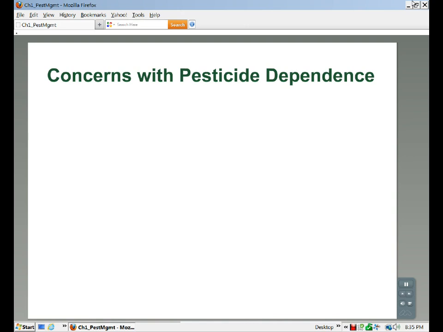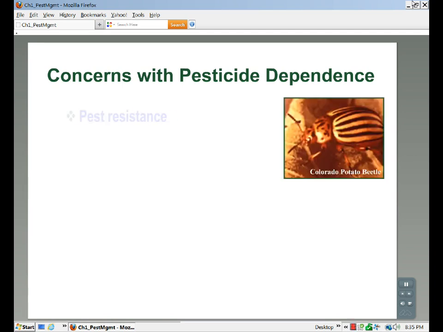However, during the 1970s, it became obvious that relying completely on pesticides for pest management could have some negative impacts. It was noticed that when certain pesticides were used repeatedly, some pests were no longer controlled by the pesticide. The pests had developed resistance to the chemical.